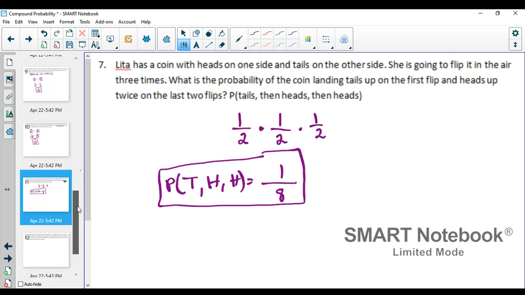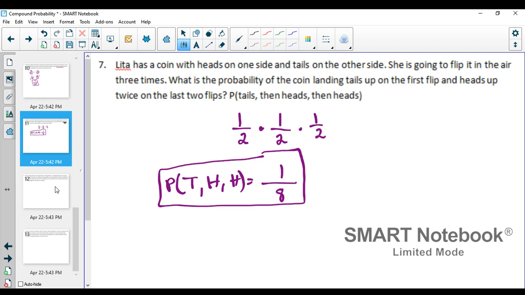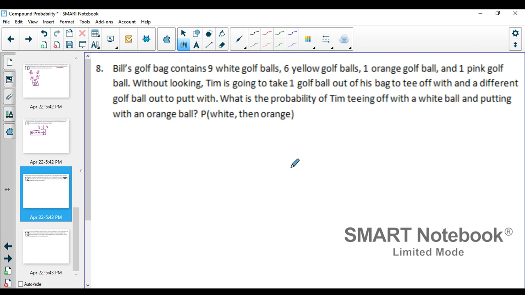All right, and then we have 2 more examples. So Bill's golf bag contains 9 white golf balls, 6 yellow golf balls, 1 orange golf ball, and 1 pink golf ball. Without looking, Tim is going to take 1 golf ball out of his bag to tee off with, and then a different golf ball to putt with. What is the probability of Tim teeing off with a white ball and putting with an orange ball?